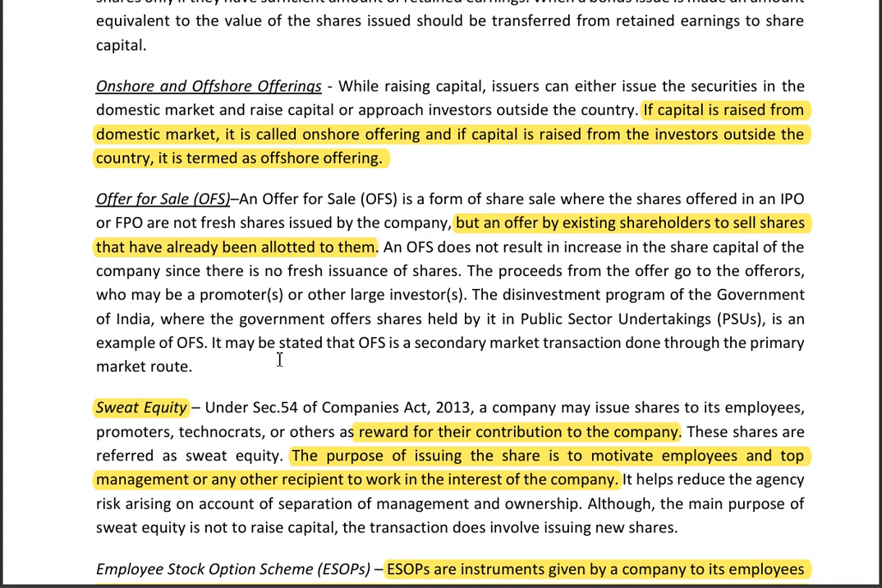Sweat equity. The company may issue shares to its employees, promoters, technocrats, and others as a reward for their contribution to the company. So sweat equity is given to particular people who contribute to the success of the company. It helps reduce the agency risk.